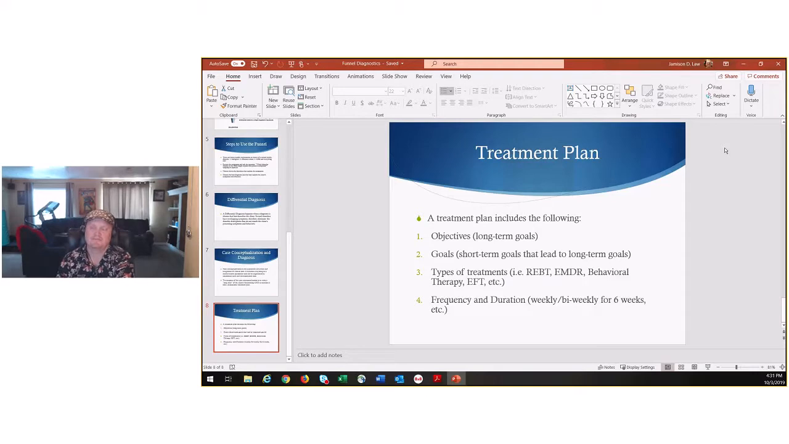It has objectives, and again, I'm teaching you guys one way of doing it. You're going to have other faculty members or even supervisors who would do it a different way. This is one way, but they all pretty much play together in the same sandbox. So with a treatment plan, you have objectives, which are the long-term goals. Picture this as where the client wants to be when they're done.